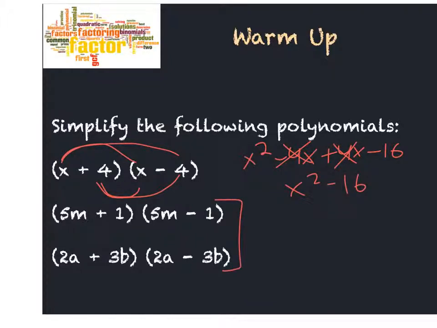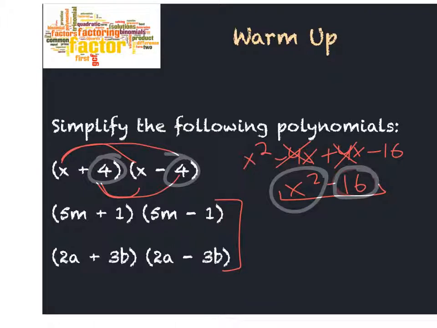And we'll do these other 2 examples in class, but I want you to just notice something here. If we look at the 16 there, what's the square root of 16? The square root of 16 is 4. And those 4's happen to be there. What's the square root of x squared? The square root of x squared is x. And we have those x's there. And this is what we call a difference of squares.